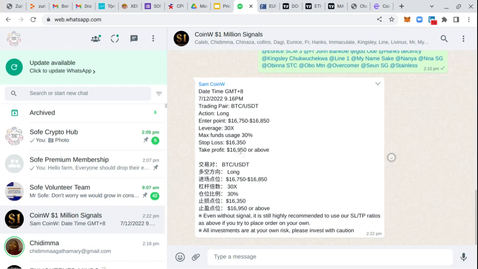Guys, let me just quickly show us how we can actually enter a signal. Thank God, this signal just dropped right now. Okay, so I'm just going to use it. This is a signal that tells you to long Bitcoin at this particular price level.